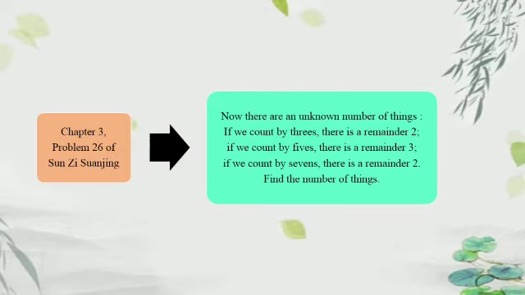In Chapter 3, Problem 26 of Sunzi Suanjing, there is a problem which says: now there are an unknown number of things. If we count by 3s, there is a remainder 2. If we count by 5s, there is a remainder 3. If we count by 7s, there is a remainder 2. Find the number of things.